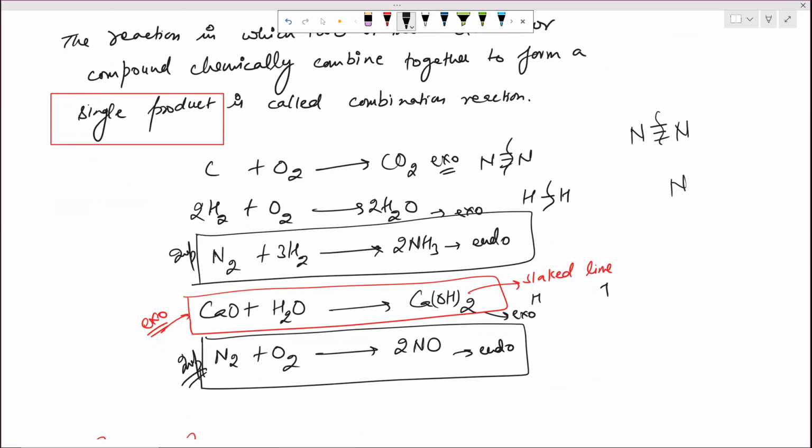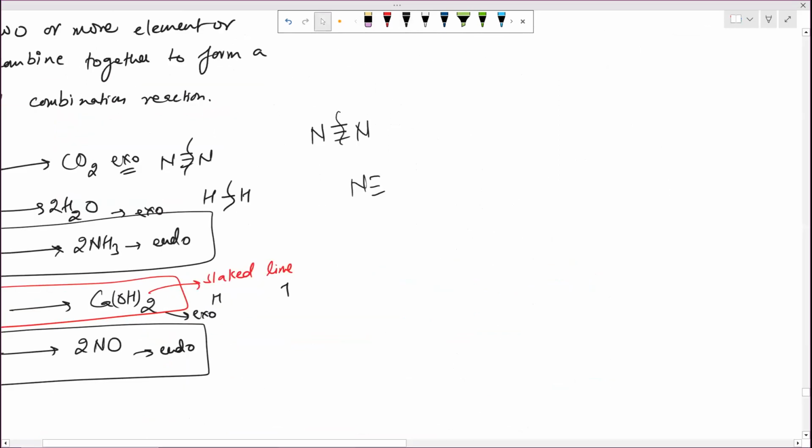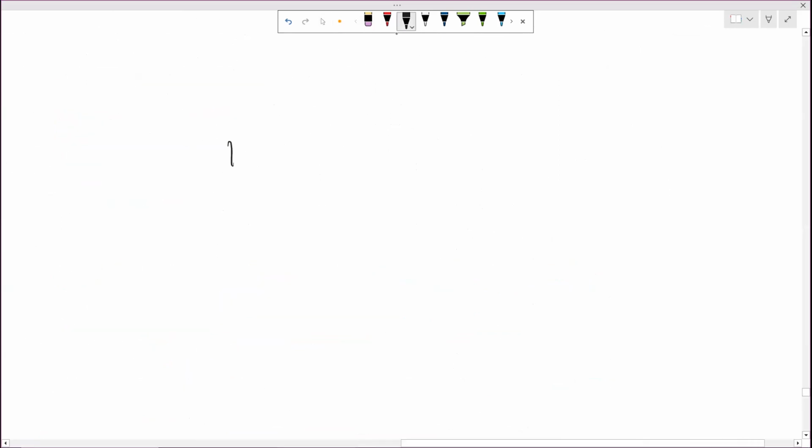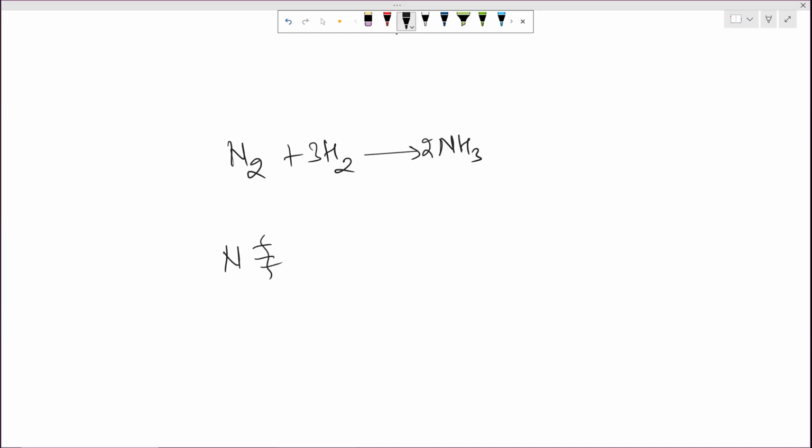What actually happens in the chemical reaction? For example, N2 plus H2 will give you NH3. The bond between the two nitrogen atoms is broken, and the bonds of the 3 hydrogen molecules are broken, and they form the 2 new NH3.